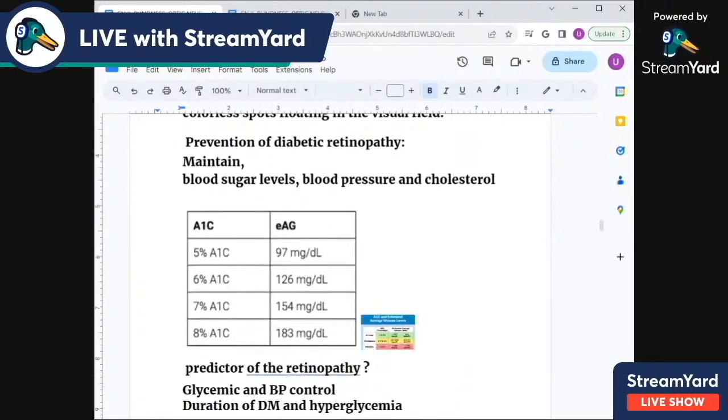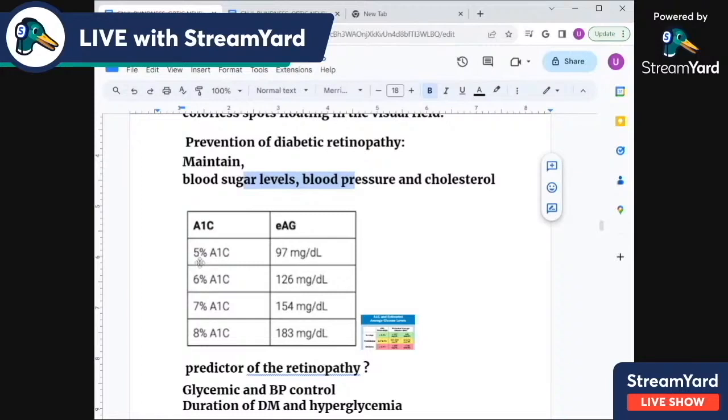Then how do you control diabetic retinopathy? By controlling the blood sugar, blood pressure, and cholesterol. The A1C that is 5, 6, 7, 8. If it's 5, then the blood sugar is 97 milligram per 100 ml. It's 6, 126. It's 7, 154. So between 5 and 6, 6 and 7, and 7 and 8, there is a difference of 30 milligrams, right, on blood sugar. And between 5 and 6, there are 10 points.